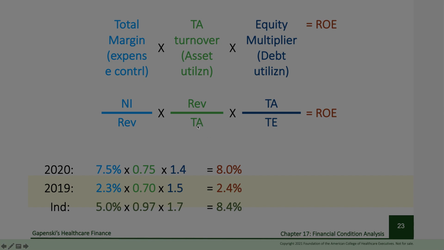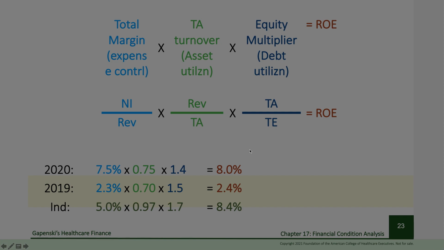As you can see, the total assets and total assets will get cancelled here. The revenue and the revenue will also get cancelled here, so we will be left with net income divided by total equity. So in 2020, we have this number as 8%. In 2019, we have this number as 2.4%, and the industry average is 8.4%. So this equation can also be written as return on equity equals return on assets multiplied by equity multiplier, because some of these terms are getting cancelled.